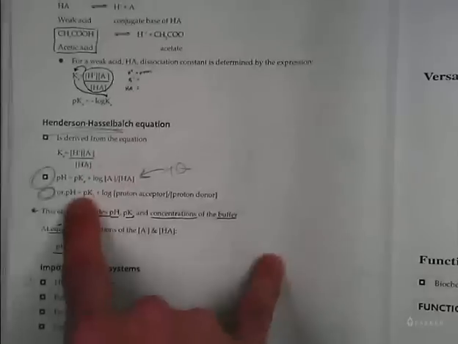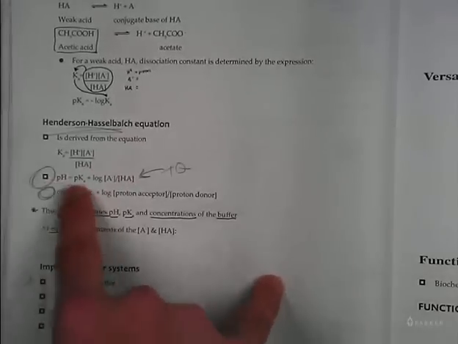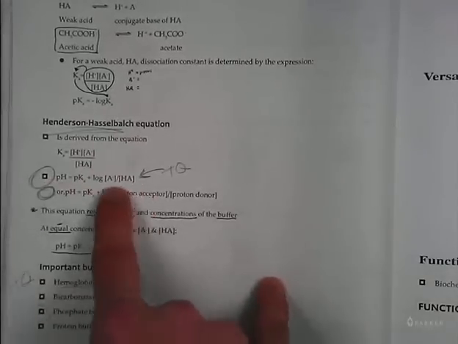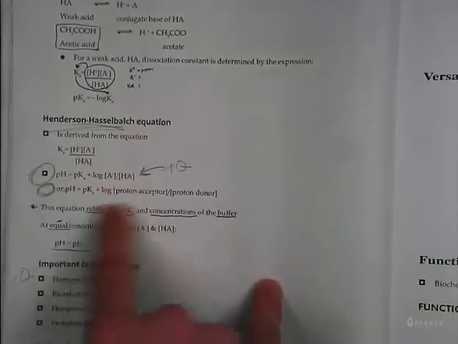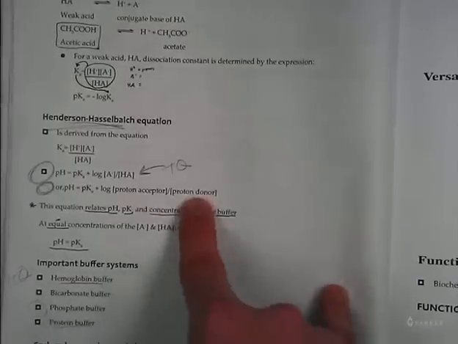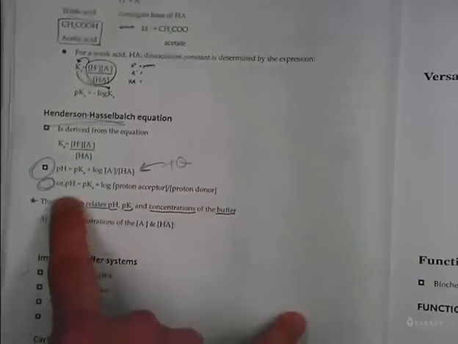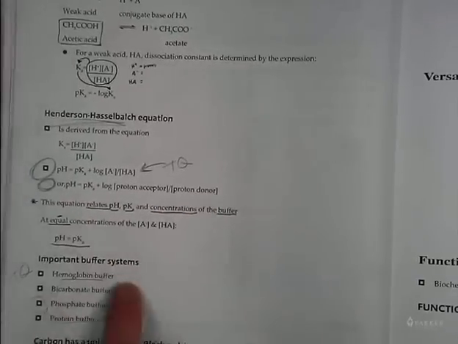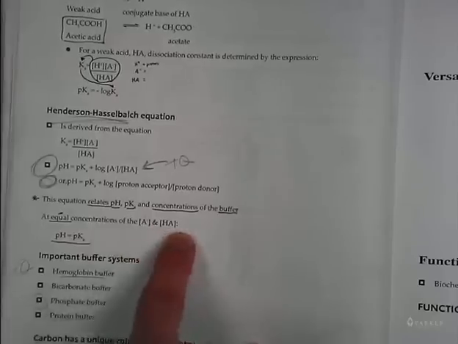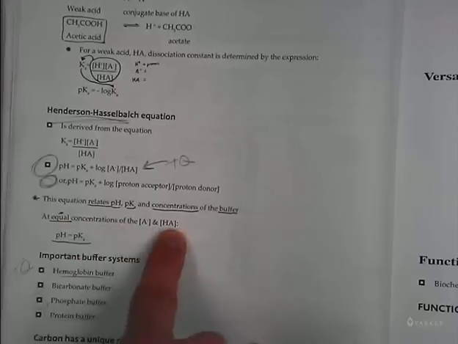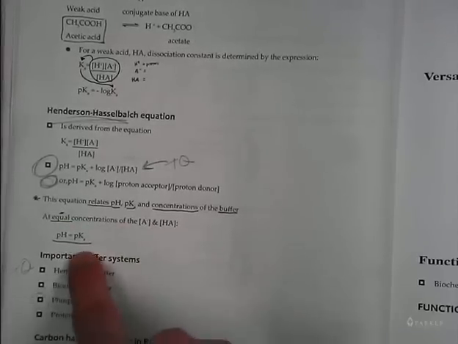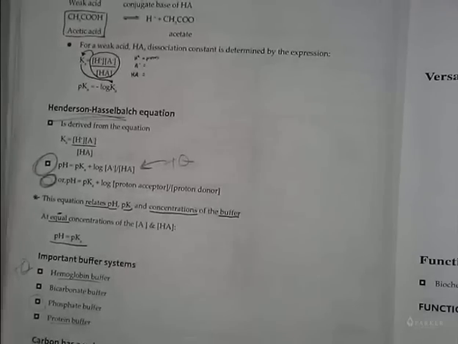You know the Henderson-Hasselbalch equation. pH equals pKa plus log of A minus over HA, or the proton acceptor over the proton donor. I think at equal concentrations, know this too, at equal concentrations, the pH is equal to the pKa. Everything else just cancels out.